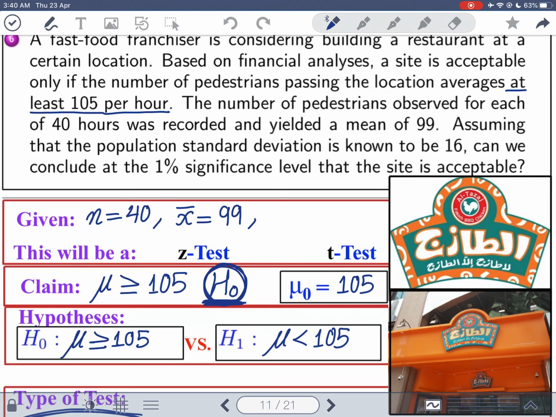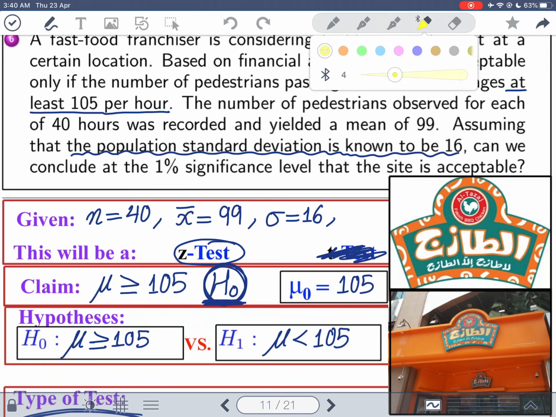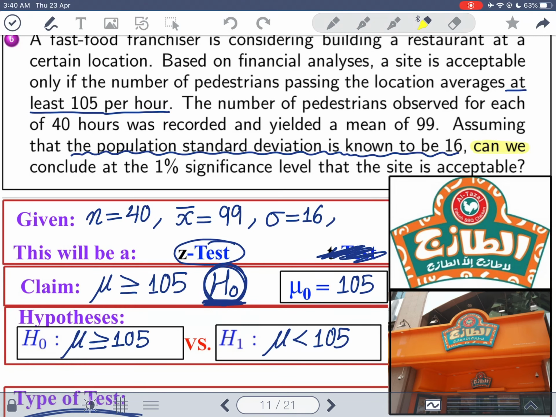And then assuming that the population standard deviation, they're telling you already the population standard deviation is known to be 16. So sigma is 16. Since sigma is known, immediately it's a z-test, take away the t. Very nice so far. Then we have a question, so we need to answer this. Can we conclude at the 1% significance level that the site is acceptable?